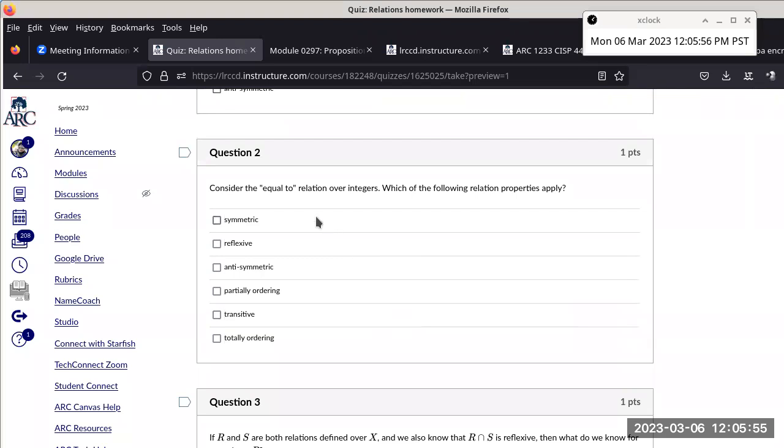Question number 2, now we consider equal to. Equal to is definitely symmetric because 1 equals 1, 2 equals 2. Since the two things on the two sides of the relation are exactly the same, it is automatically symmetric as well as reflexive. It is also anti-symmetric. There's no way we can find x equals y when x and y are different. So it is automatically anti-symmetric.